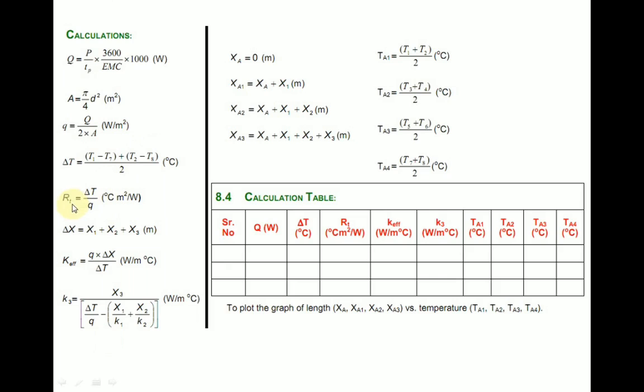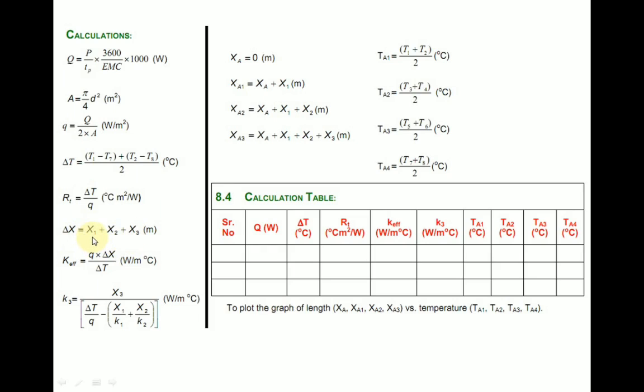Then after that we need to find the total resistance. So total resistance is equal to delta T divided by Q. Then after that we need to find the delta X. So delta X is nothing but the total thickness of the composite wall. So it is nothing but X1 plus X2 plus X3.